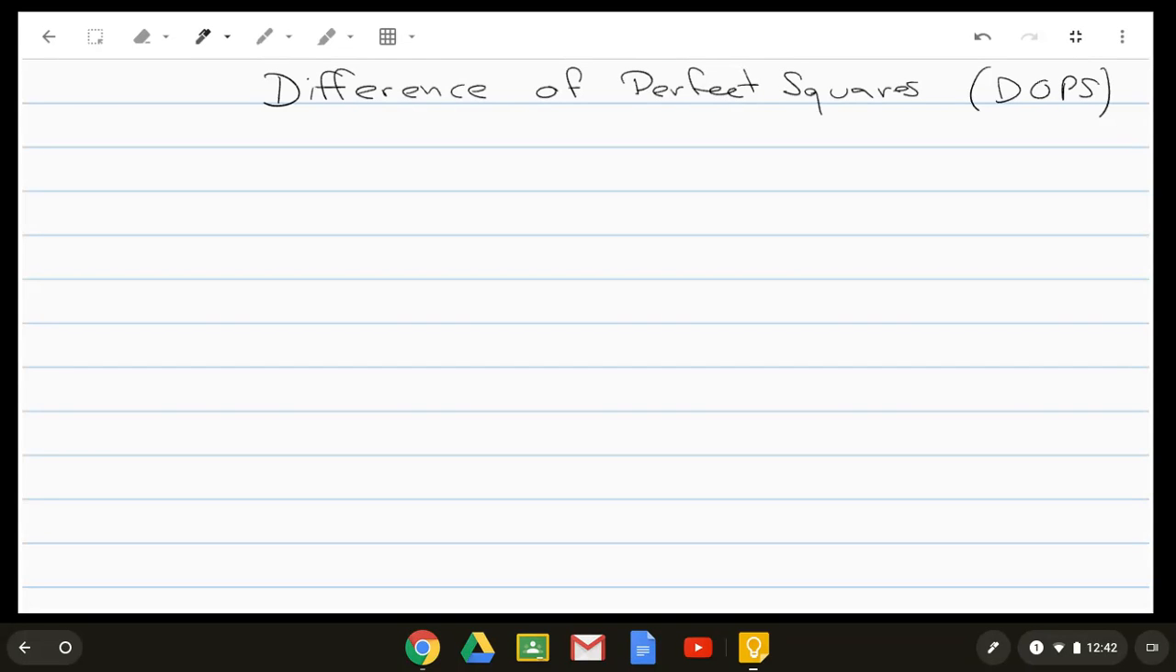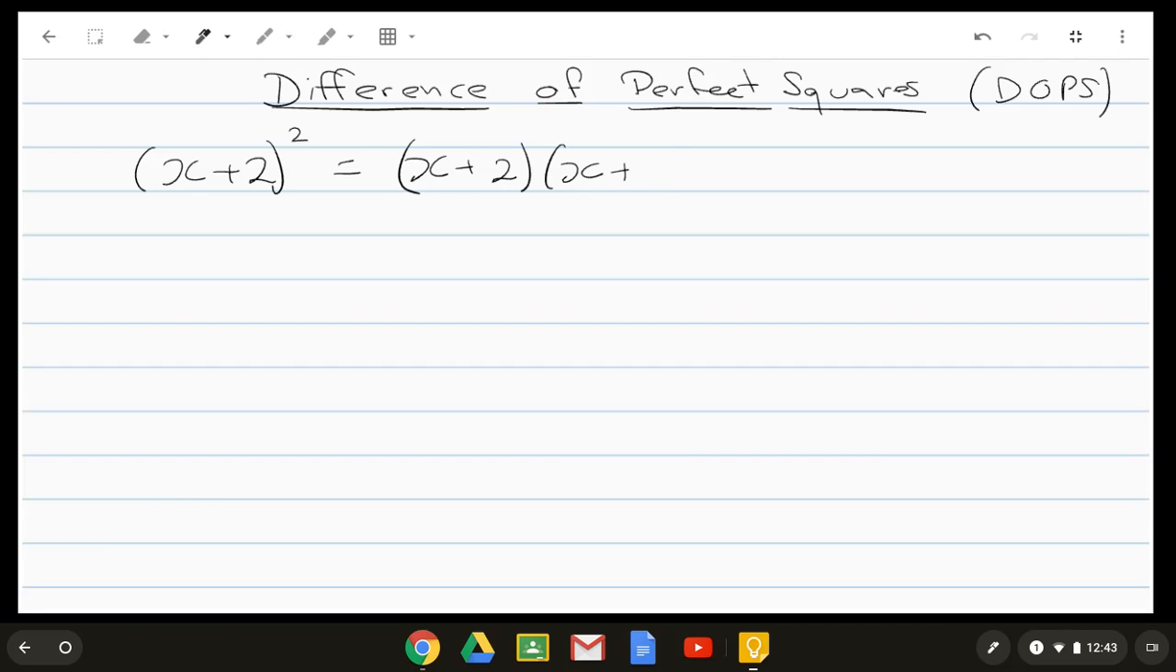Okay, so in this video, we're going to look at difference of perfect squares. So we know what perfect squares are because in the last video, we already looked at perfect squares, which was this, x plus 2 squared. And we knew that that is x plus 2 times x plus 2, so it times itself.